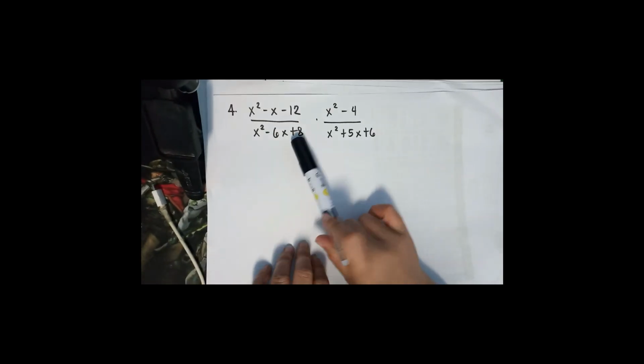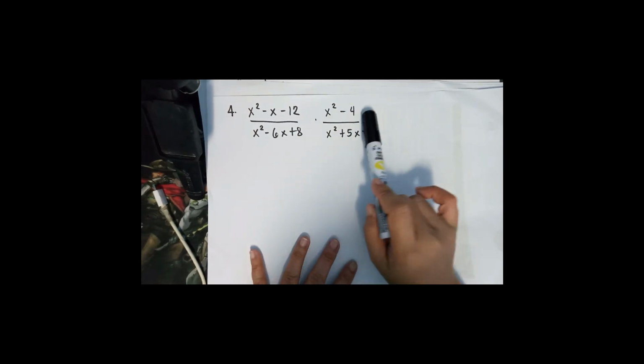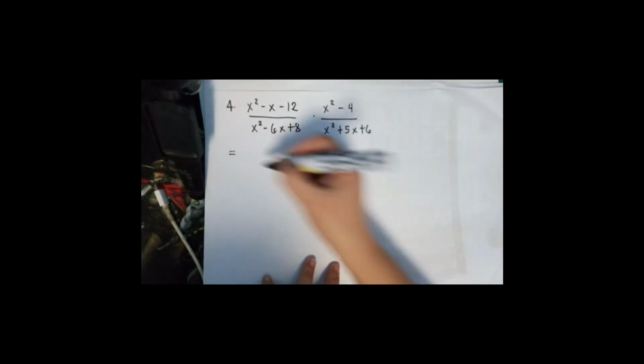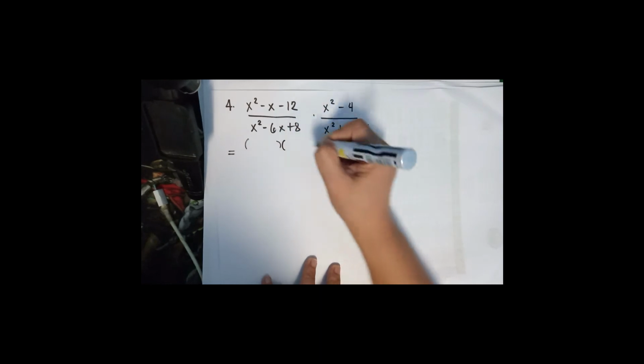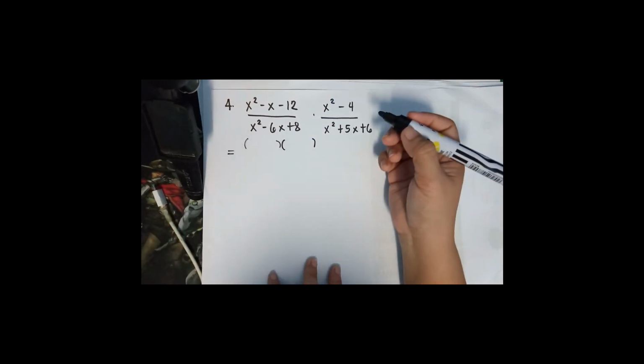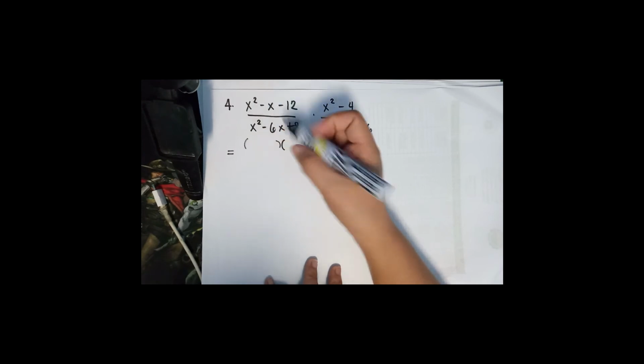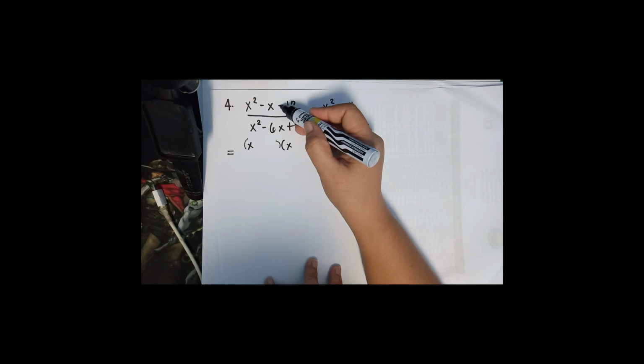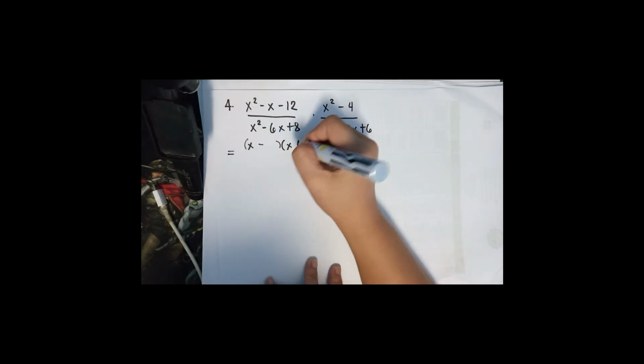Number 4. X squared minus x minus 12 over x squared minus 6x plus 8 times x squared minus 4 over x squared plus 5x plus 6. Again, all we need to do is factor out each term. X squared minus x minus 12 is a trinomial. Then we can construct two parentheses. Factors of x squared, x. And since our last term is negative, they have different signs.